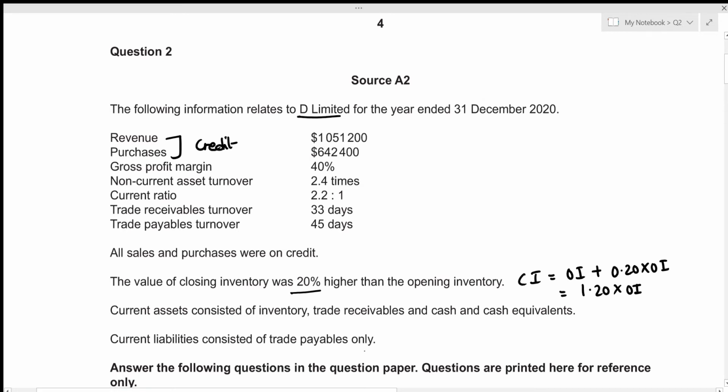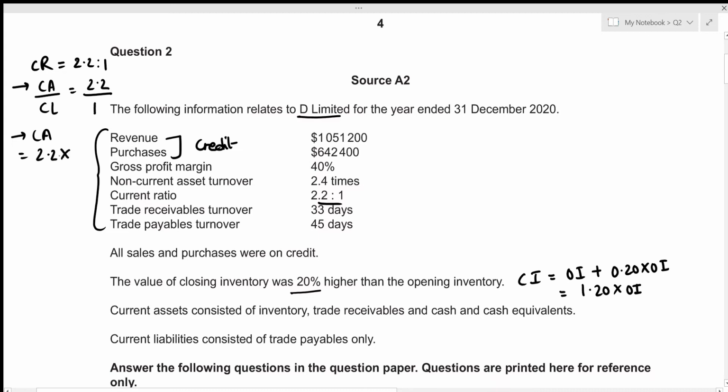First, let's figure out all of the values that we can from this set of information. The first part is the current ratio. For current ratio, that's 2.2:1. And we know that the current ratio is just the current assets divided by current liabilities. So that's 2.2 times 1. This means that current assets are just going to be 2.2 times the current liabilities. And what we know is that the current liabilities consisted of trade payables only.